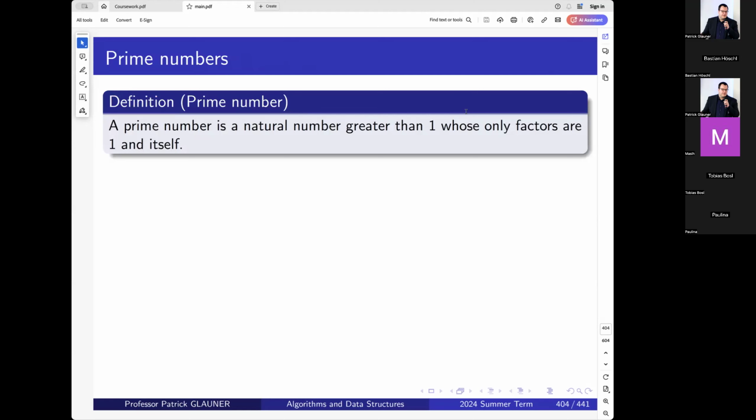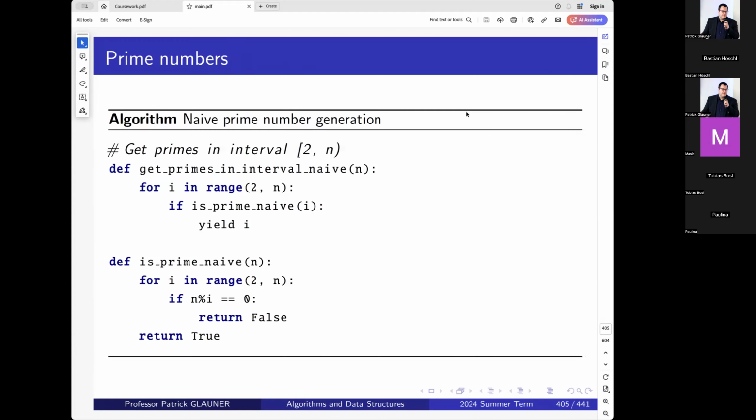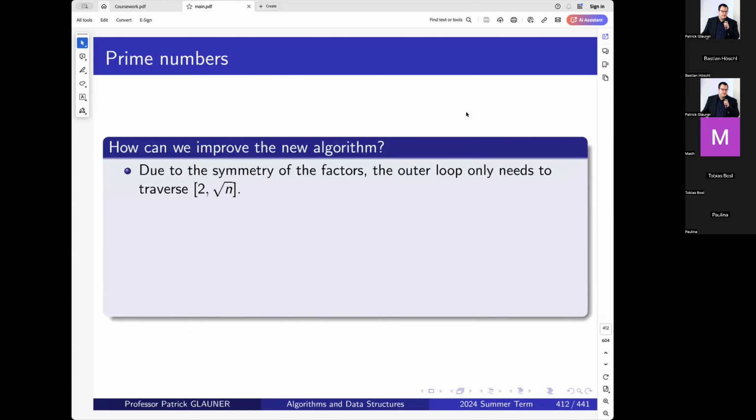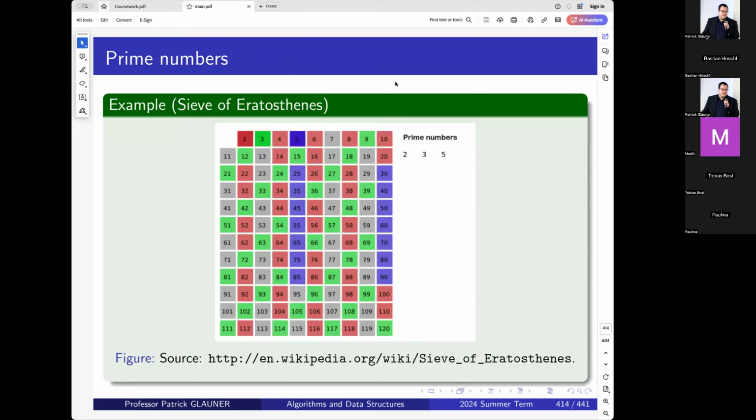Prime numbers are of great interest in computer science, especially in cryptography, random number generators, error correcting codes, hashes. So this is maybe particularly interesting for the cybersecurity students among you. And the question is how can we efficiently generate new prime numbers? There are very naive ways in the slides, which are super expensive. And it turns out there are far better algorithms, including the prime number sieve or the sieve of Eratosthenes, that allows us to very efficiently generate prime numbers. But it's not relevant to the exam this year.